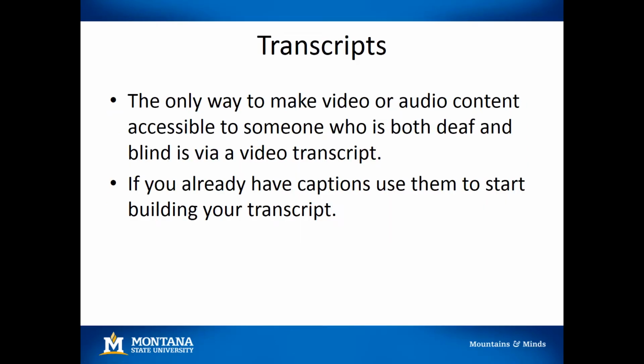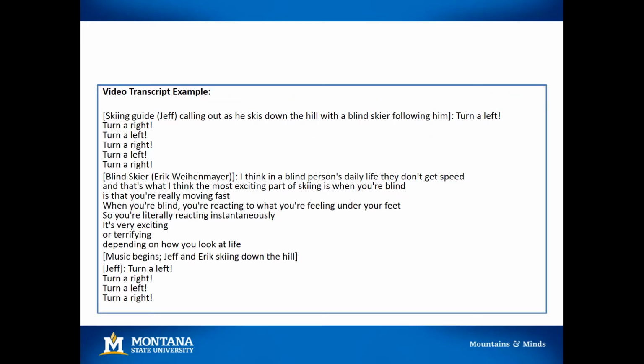Transcripts. The only way to make video or audio content accessible to someone who is both deaf and blind is via a video transcript. If you already have captions, you can use them to start building your transcript. You don't need to build from scratch. So here we have a sample video transcript. I have started off by placing the captions that I've already written into it and filling in some extra bits here and there, and then I'm done.